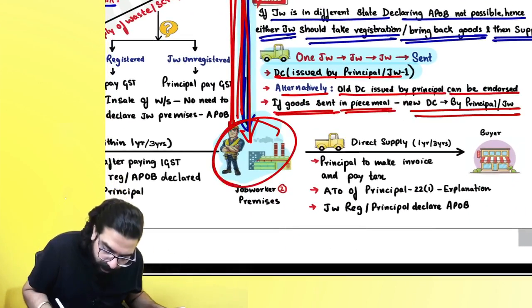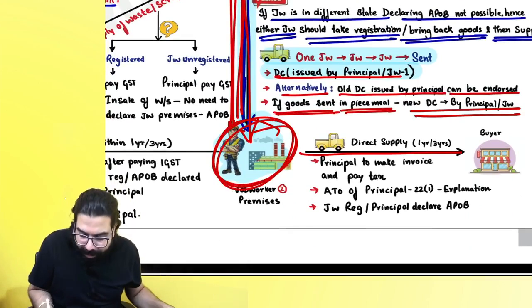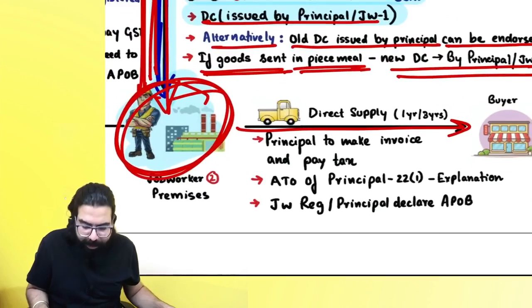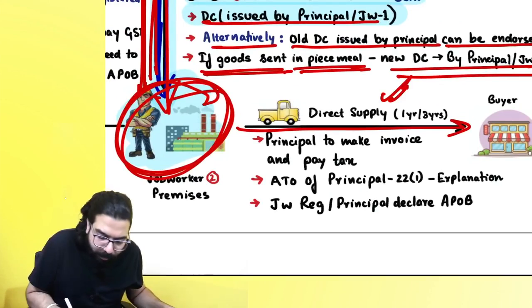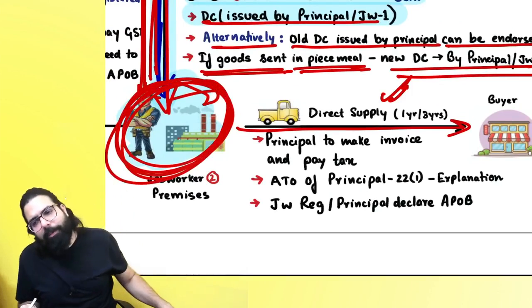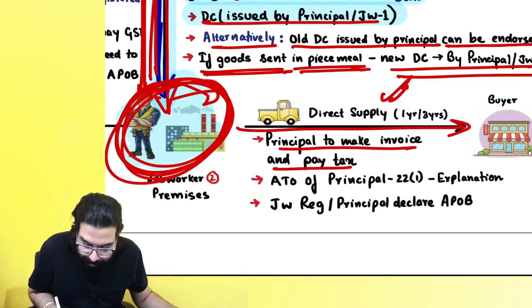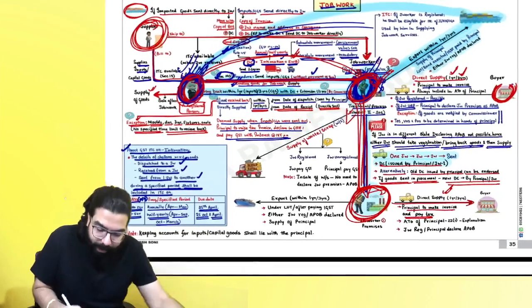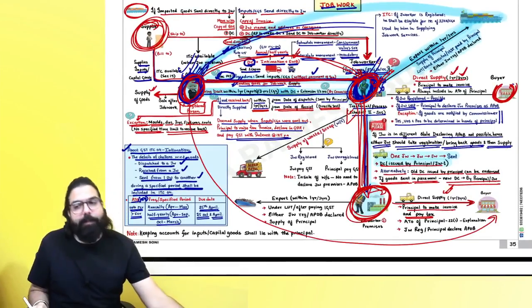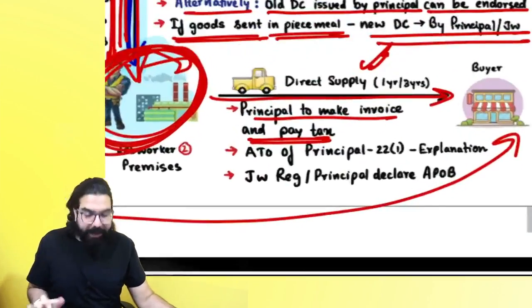Sir, now this job worker made the goods ready. Can I go ahead and directly supply from here? Yes, that is possible. Remember, direct supply from another job worker's premises is also possible. But, sir, the principal has to make the invoice and pay the tax. Who will make the invoice, everyone? It is the sale of the principal. Principal will make the invoice and pay the tax.